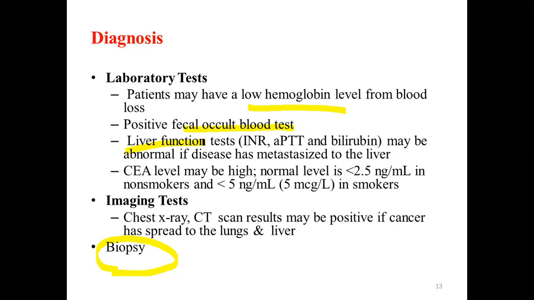Then apart from that, the most common marker that is usually done in colorectal cancer is carcinoembryonic antigen. It is usually very high in most of the cases. But the normal value is less than 2.5 nanograms for a non-smoker and less than 5 nanograms for a smoker. So if the value is very high, there is a possibility.